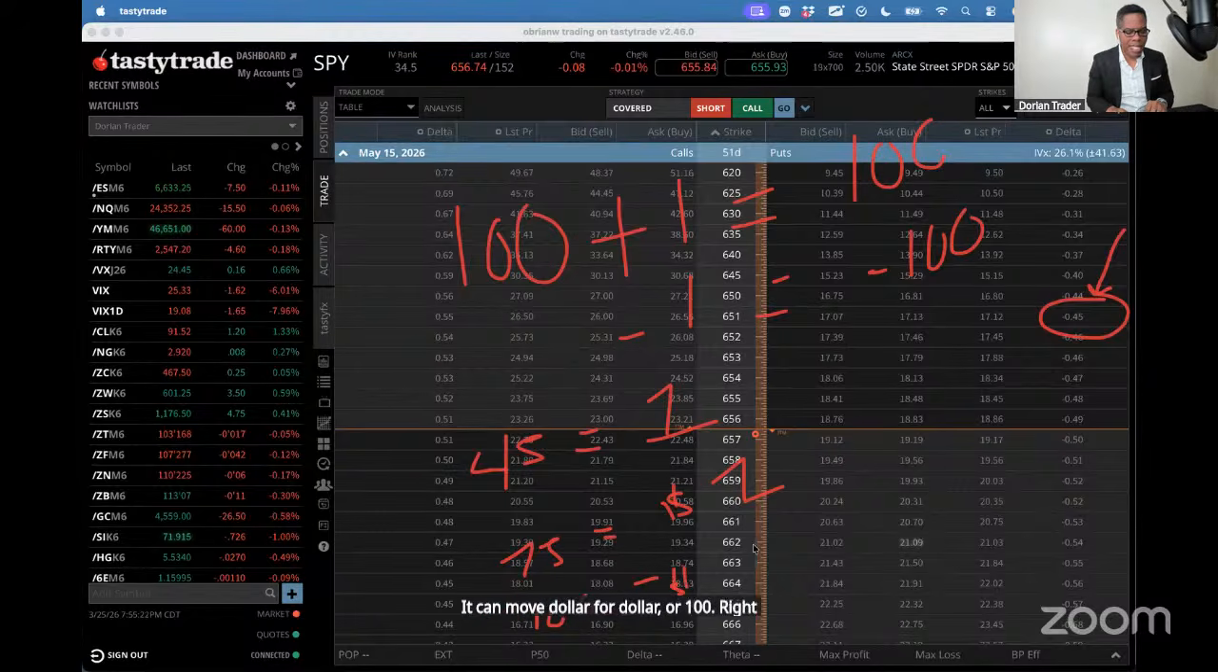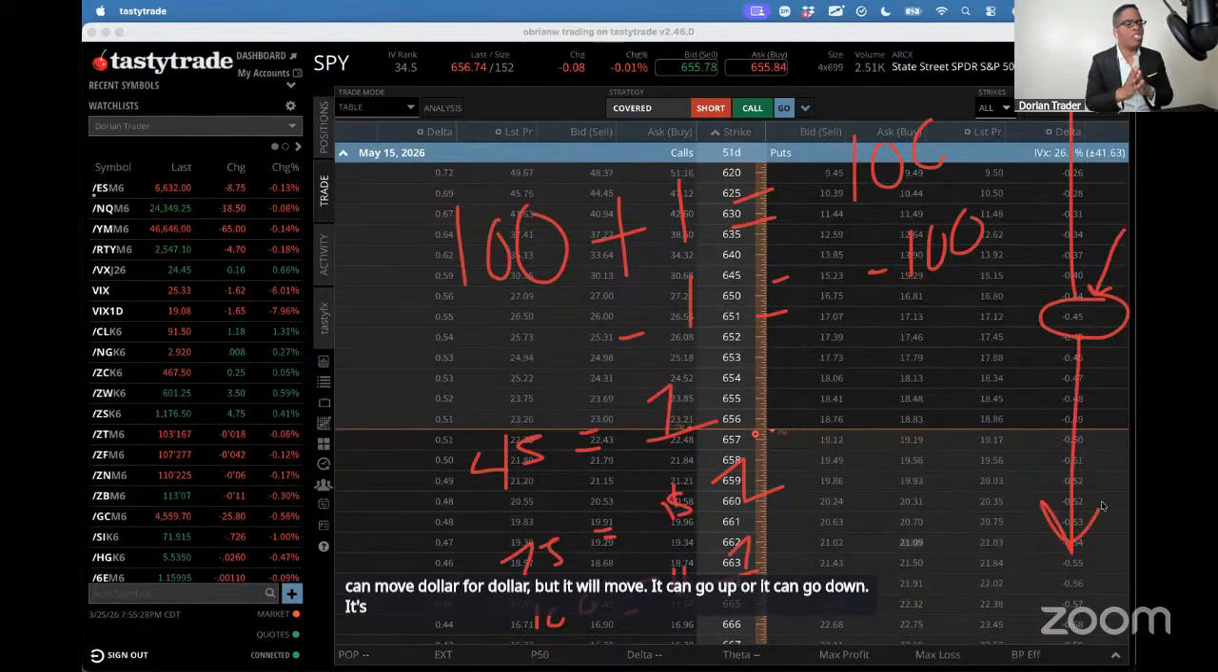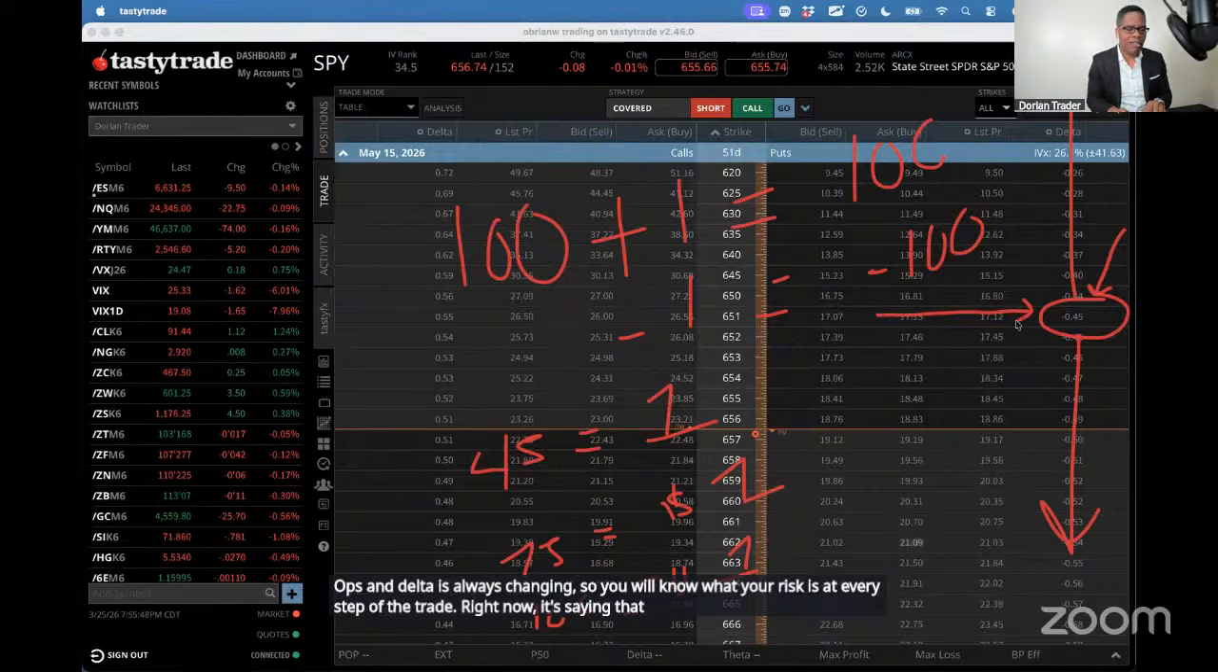If you had a delta like that, it can move dollar for dollar, but it will move. It can go up or it can go down. It's always going to move 100% of the time. At expiration, the delta is either going to be zero or it's going to be 100. If it's 100, it's in the money. If it's zero, it's out of the money. Option delta is always changing, so you'll know what your risk is at every step of the trade. Right now, it's saying that my delta is 45, so it just means that it's changing 45 cents, once again, for every $1 move up or down.